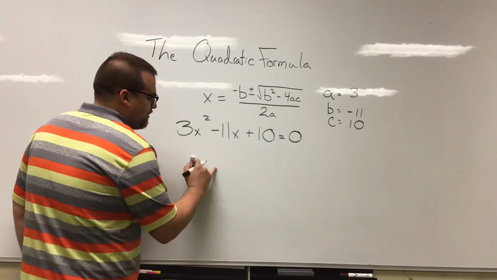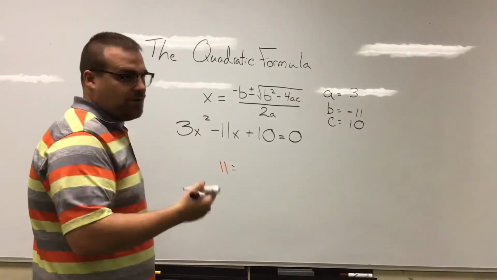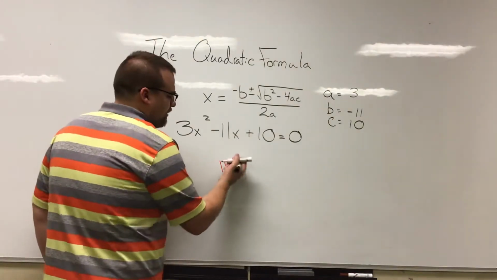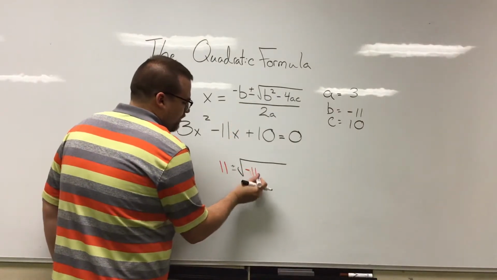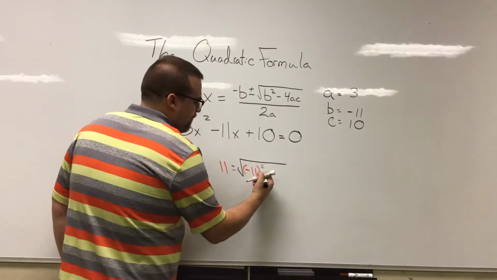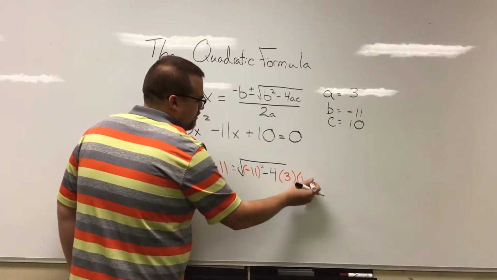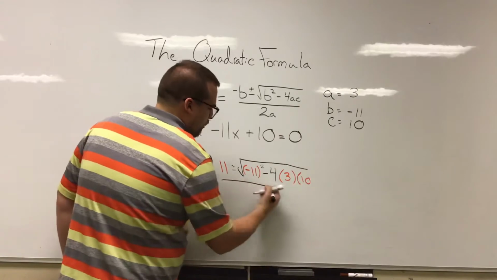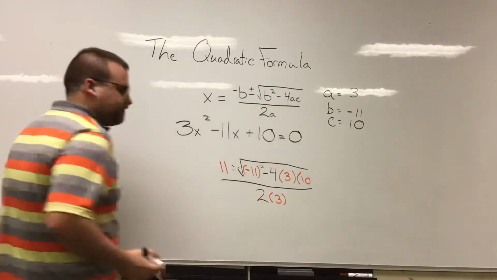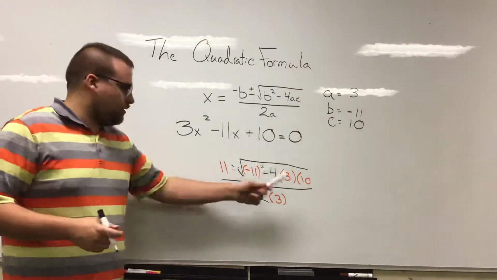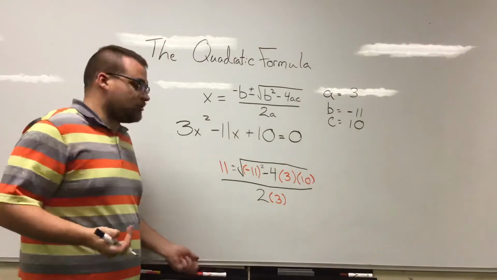So we have positive 11, even though I just went to write that negative sign, plus or minus, that's a weird mathematical symbol, isn't it? We're going to talk about what that does here in just a bit, times the square root of b squared, or yet again, negative 11 squared, minus 4 times a, 3 times c, 10. And this is all over 2a. So 2 times 3. So we did our substituting. We've put a, b, and c into this formula. And we want to go ahead and solve.